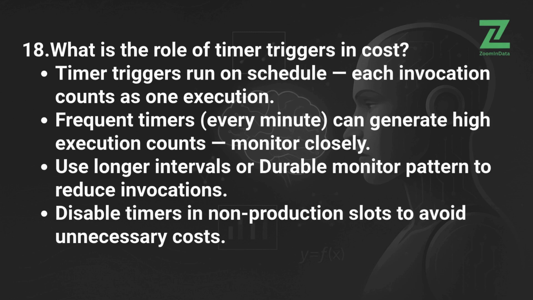What is the role of timer triggers in cost? Timer triggers run on a schedule. Each invocation counts as one execution. Frequent timers, every minute, can generate high execution counts. Monitor closely. Use longer intervals or the durable monitor pattern to reduce invocations. Disable timers in non-production slots to avoid unnecessary costs.